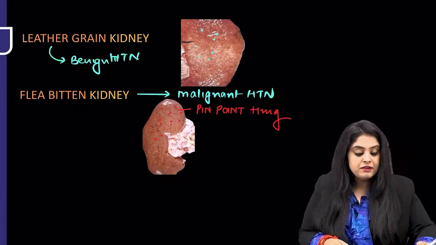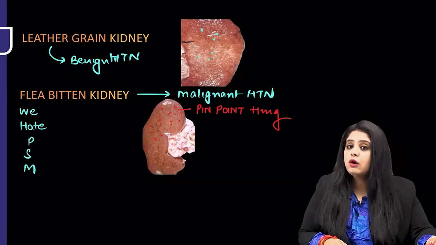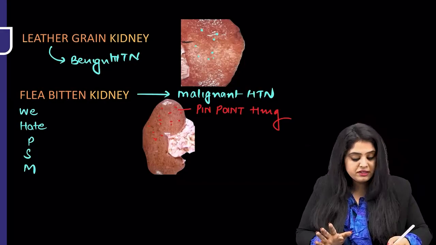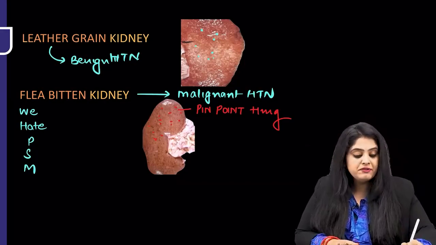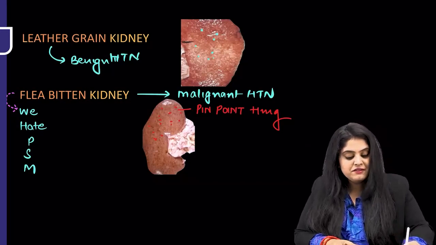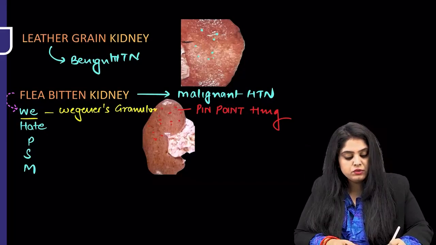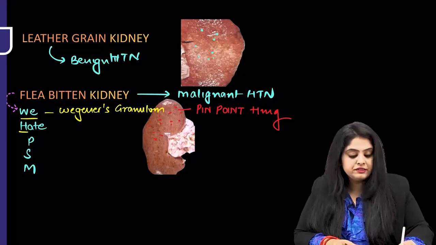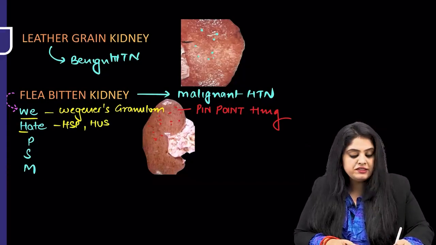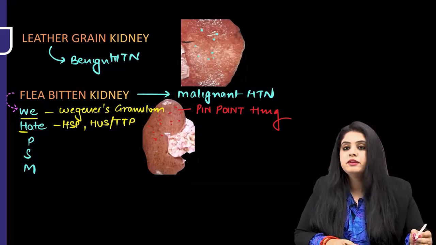But remember, flea bitten kidney is seen in a lot of other things which I'm going to tell you. So we hate PSM. No one tells the PSM educator this, I hope. But in flea bitten kidney, we hate PSM means where all do you see it? V for Wegener's granulomatosis. There is a disease called Wegener's granulomatosis. H for two things. HSP, that is Henoch-Schönlein purpura, and HUS-TTP. They also show you flea bitten kidney.